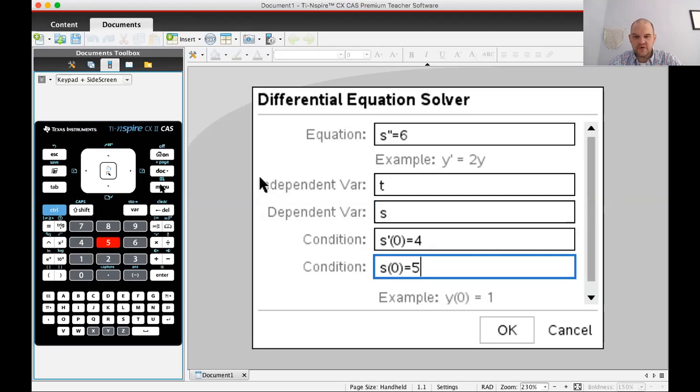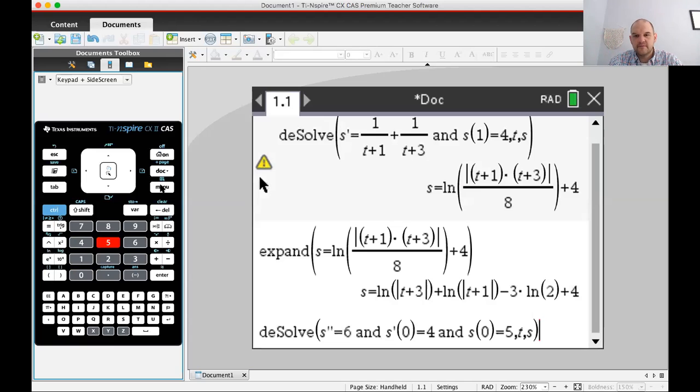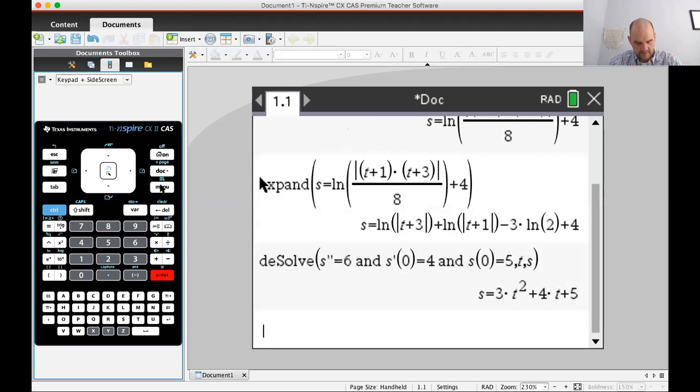So let's see. I'm going to press enter and see what happens. I don't know if the conditions need to go in a particular order like position first, so we'll see. Okay, so I got 3t squared plus 4t plus 5. It worked. Nice. Let's just do the next one because we're here.